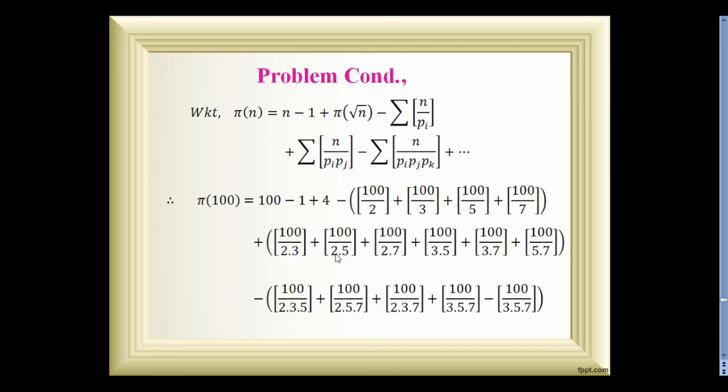So 100 by 2 into 5, then 100 by 2 into 7, then 100 by 3 into 5, then 100 by 3 into 7, write down all possible products, 100 by 5 into 7, then minus sigma of n by pi, pj, pk. So that is P1, P2 up to the last number pk.